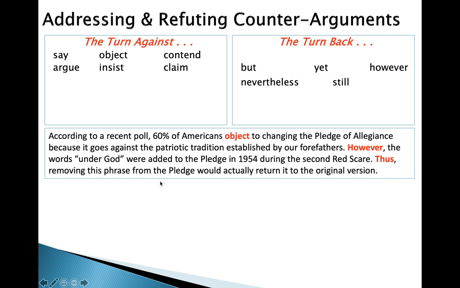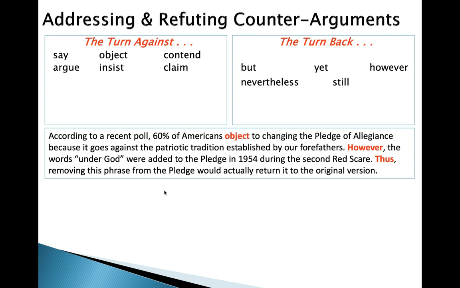So let's look at an example of this language in action. Let's say I was writing my paper arguing that the words "under God" should be removed from the Pledge of Allegiance. I would bring up a counterargument that 60% of Americans object to changing the pledge, which would indicate that perhaps the pledge shouldn't be changed because most Americans don't want it to change.